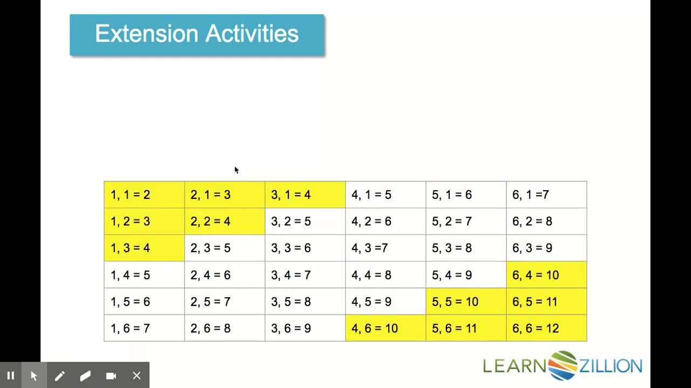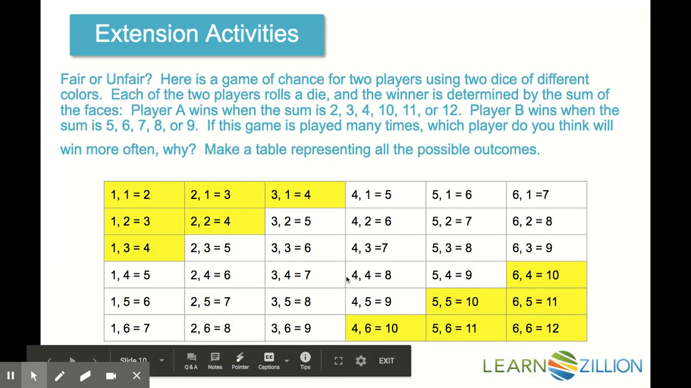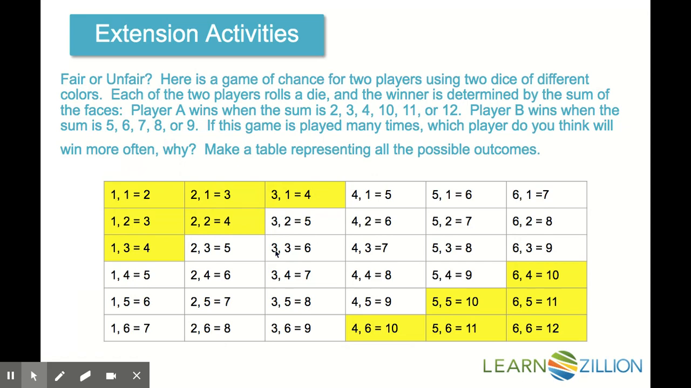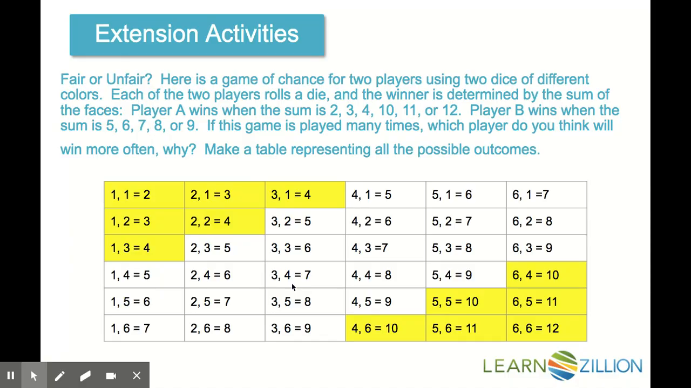So I recreated the table from the previous problems, and I highlighted the ones that would be player A, and those are the ones in yellow. The remaining ones are for player B. Clearly, you can see that player B has a large number of outcomes that would allow them to win versus player A. So even though player A has more ways of winning, or rather more sums that could result, 6 versus 5, the 5 that player B has results in more possible ways for it to happen. So player B would have the advantage, and it is not a fair game.